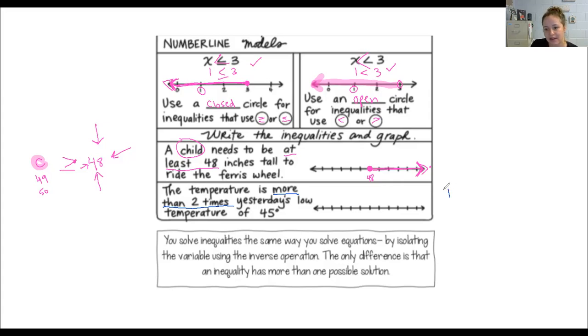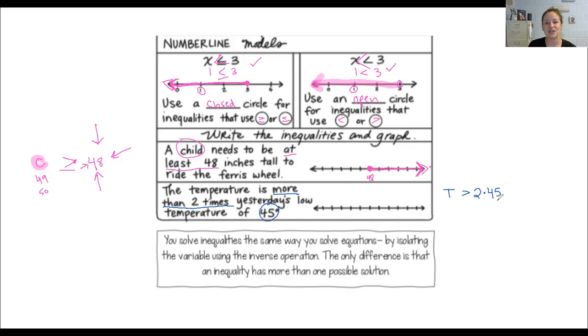Okay, so if I have the temperature, temperature is more than, so I see a more than sign. So we want to go ahead and put that more than sign. More than, greater than, those are the same things. They're like synonyms like we deal with in English, okay? 2 times yesterday's low of 45. Okay, so if I've got 2 times, I'm going to show that as 2 and a multiplication problem, right? So if I'm looking at that and it's 2 times what? 45. So we're going to go ahead and put that 45 there.